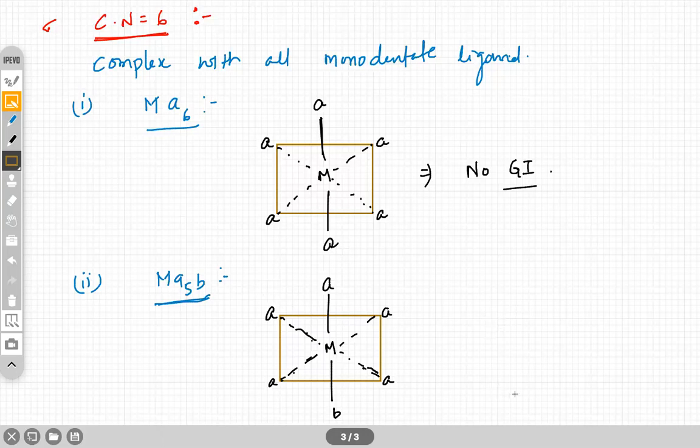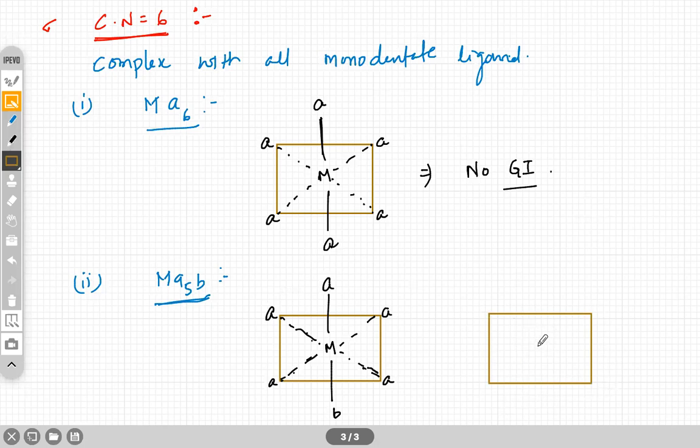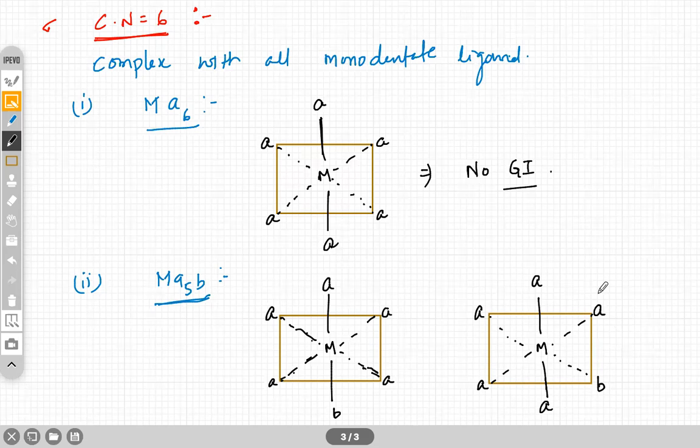Can we draw one more molecule here? M here, A, I'll place B here, A here. Tell me, is this possible? Yes, sir. That's the same only. So they both are the same only.